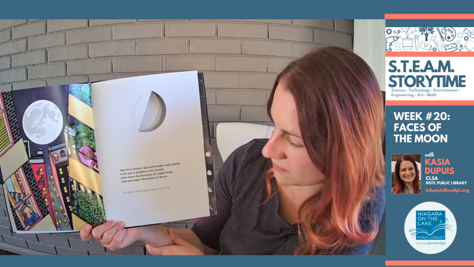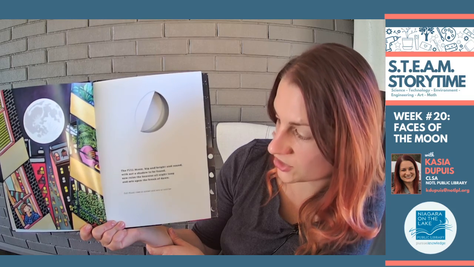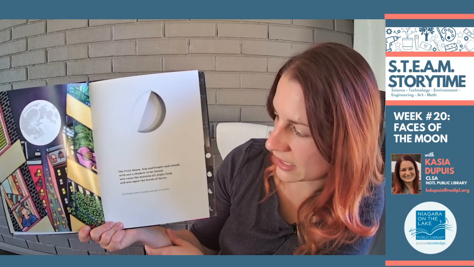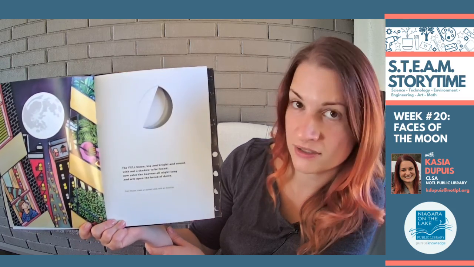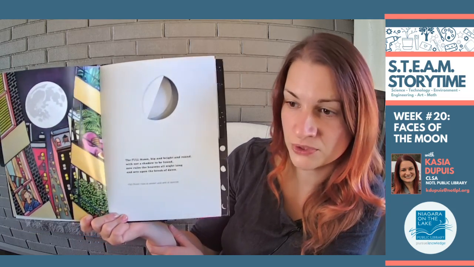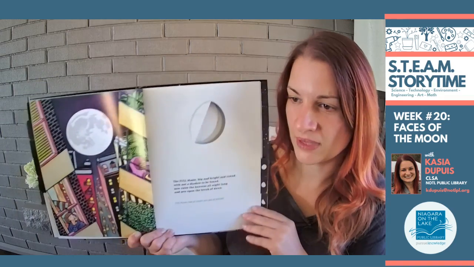We're just going to talk about the full moon again. The full moon, big and bright and round, with not a shadow to be found, now rules the heavens all night long and sets upon the break of dawn. So it's out all night. A full moon is out all night in the sky.